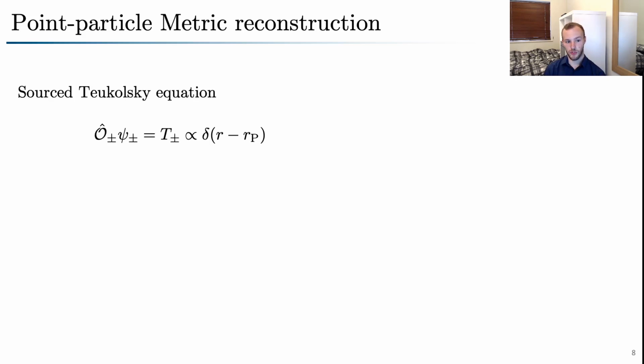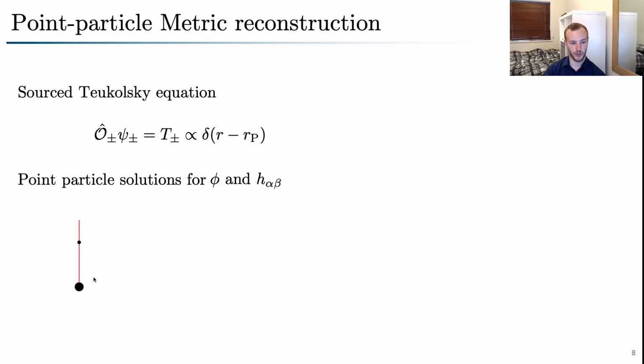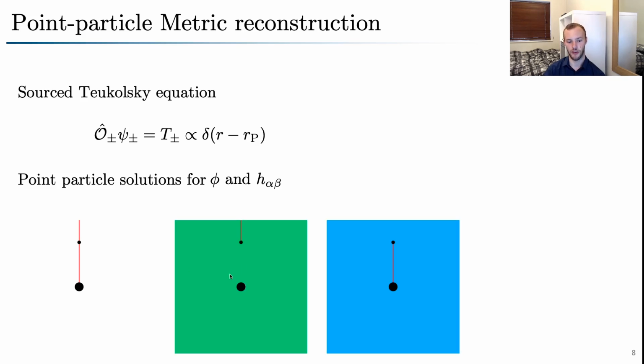The Teukolsky equation is sourced by a delta function and 2 of its derivatives. So the most general solution for this gives a string singularity that goes from the central black hole through the particle off to radial infinity. But there is a degree of freedom in this solution, and you can use it to get rid of some of the singularity. So you can use it to get rid of either the part between the particle and the central black hole, or the part between the particle and radial infinity.